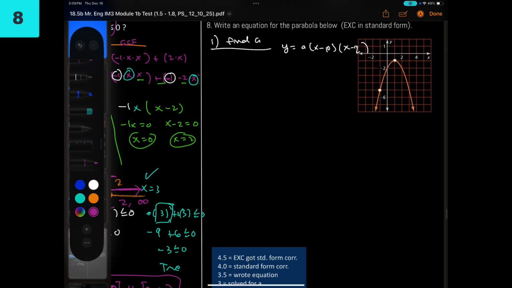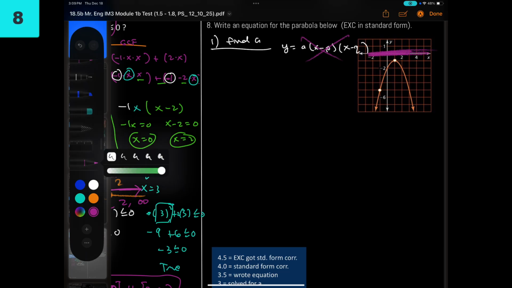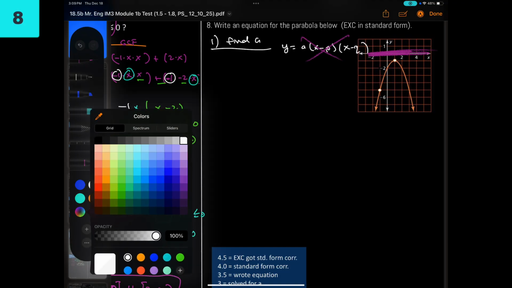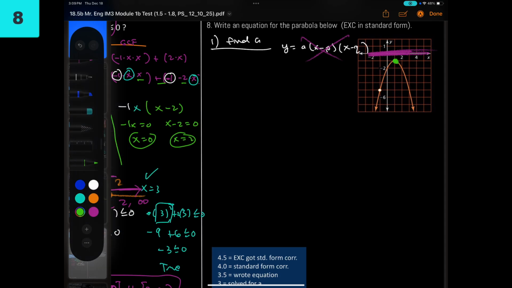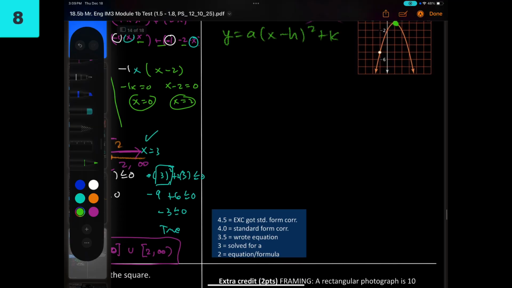Well, this one only works if it crosses this line. This one doesn't cross this line. Let's be super clear. This one has the vertex, so you should use vertex form. That is why I write that down. So if you wrote that down, I gave you 2 points out of 4.